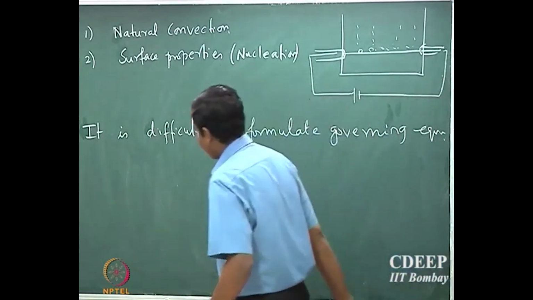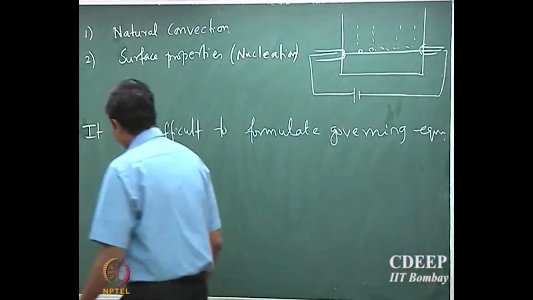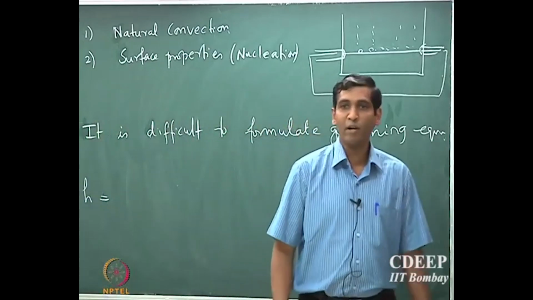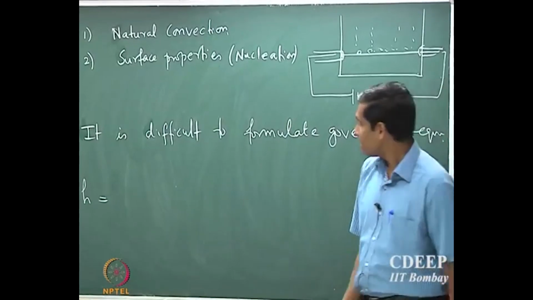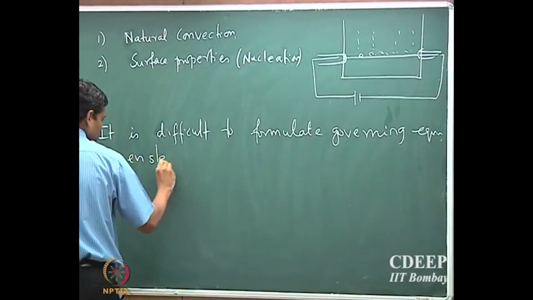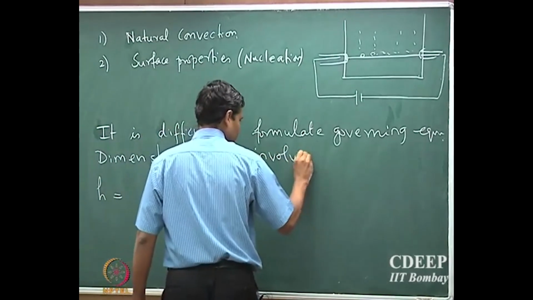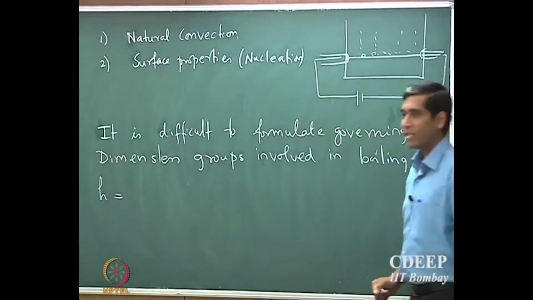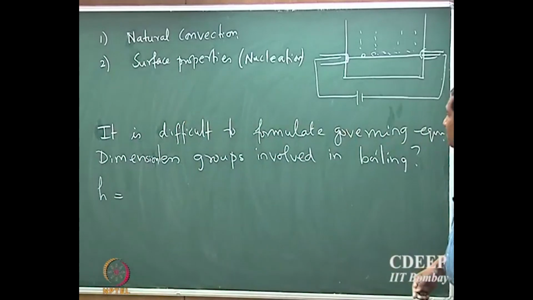Still, we can get some intuitive ideas as to what is going to happen. So the way to look at it is, suppose we want to find all the dimensionless quantities which are involved here. What are all the dimensionless groups that are involved in the boiling process?